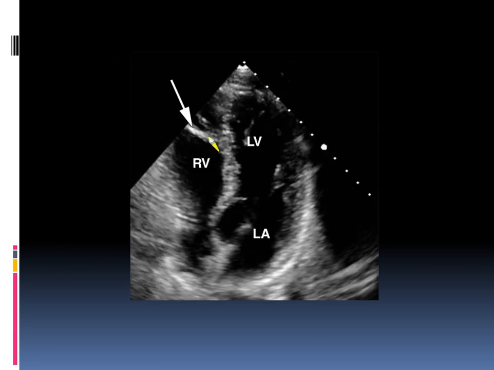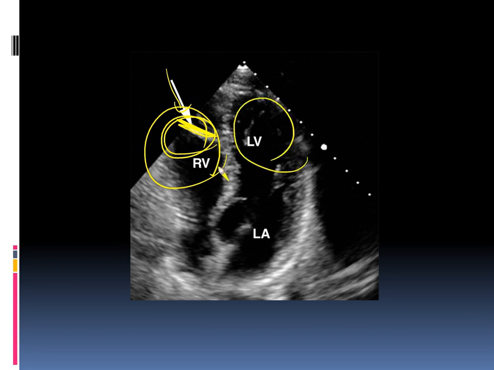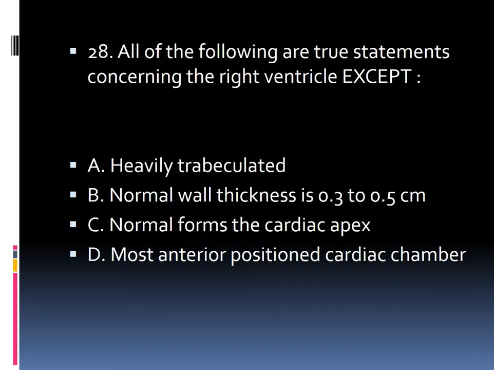Yes, as you can see in the image, there is a structure here that appears brightly as hyperechoic. You can consider this structure to be the moderator band. This structure is also used as a landmark to distinguish between the right and left ventricles. Since this is an important feature, please pay close attention to it through this question. Let's move on and look at the next question.